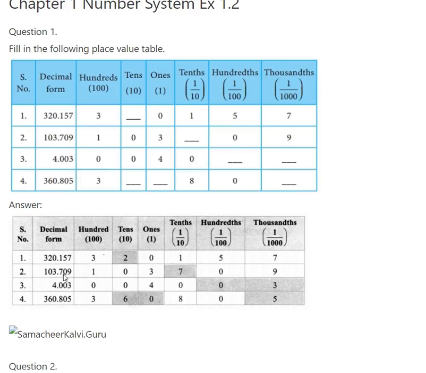Next, in the second sum, the tens place is missing. So what will come in the tens place? 7. In the third sum, the hundreds place is missing. In the hundreds place, 0. Last sum, the tens and ones places are missing. In the tens place 6, ones place 0, and in the thousands place you have to write 5. That's all. Very simple sum.